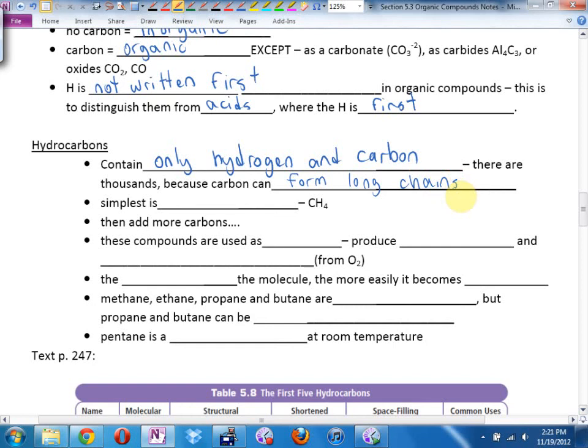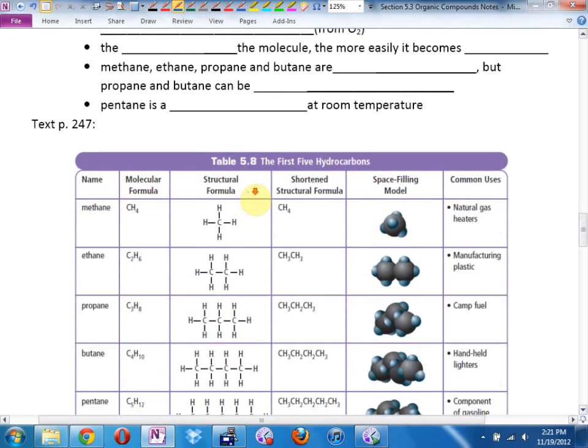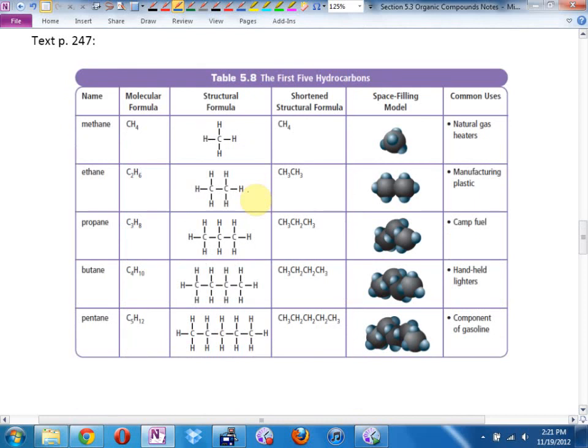Okay. The simplest one is methane or methane. It's pronounced both ways. Why is that the simplest one? How many carbons does it have? One. Then we go up from there. Here in this chart are the first 5 hydrocarbons. You have methane, CH4, structural formula, shortened structural formula, space filling model, and that's used in natural gas heaters.